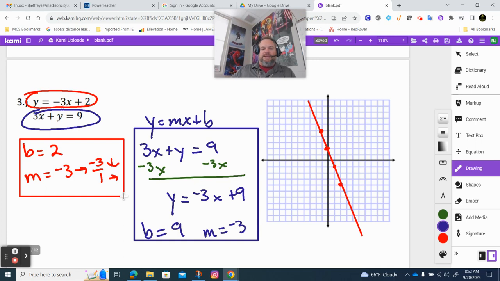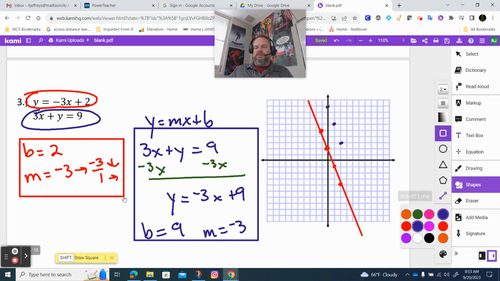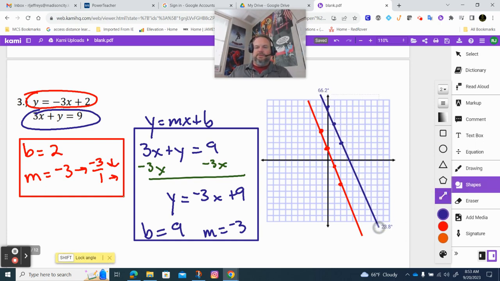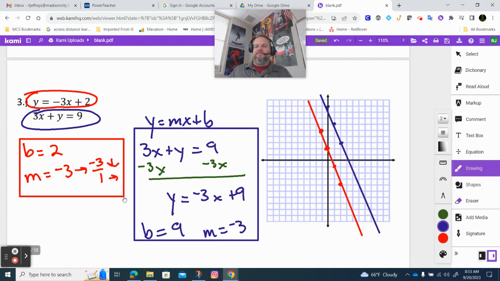These are the same. So if I go up to 9, go over 1, down 1, 2, and 3, 1, 2, and 3. And I'm probably going to mess up this line, but it's okay because I'm human. That's pretty good. All right.